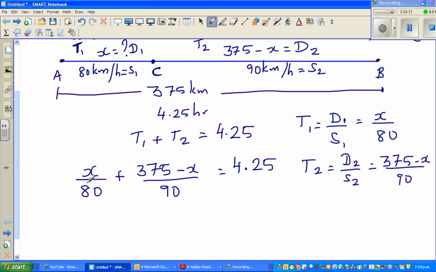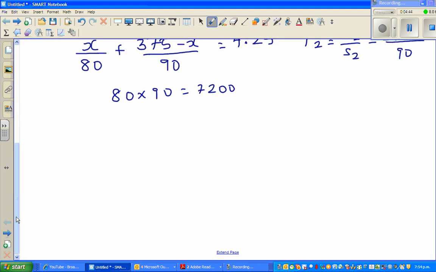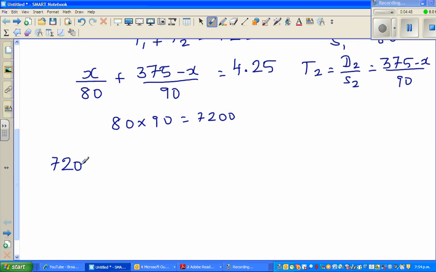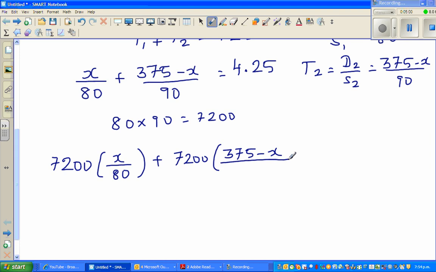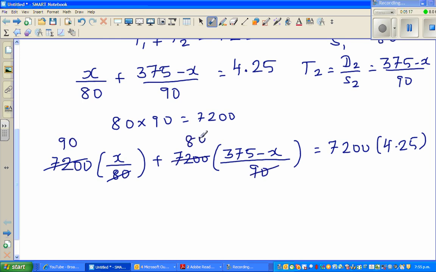Now what can we do? I want to eliminate the 80 and 90, so 80 times 90 is 7,200. I'm going to multiply 7,200 to all of them. So 7,200 times x over 80 plus 7,200 times 375 minus x over 90 is equal to 7,200 times 4.25. Now 90 goes in 7,200 80 times, and 80 goes in 7,200 90 times. So this becomes 90x plus 80 times 375 minus x is equal to 7,200 times 4.25.